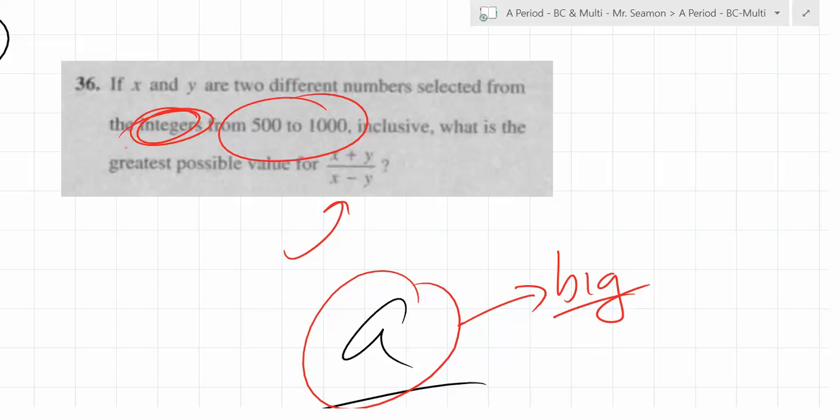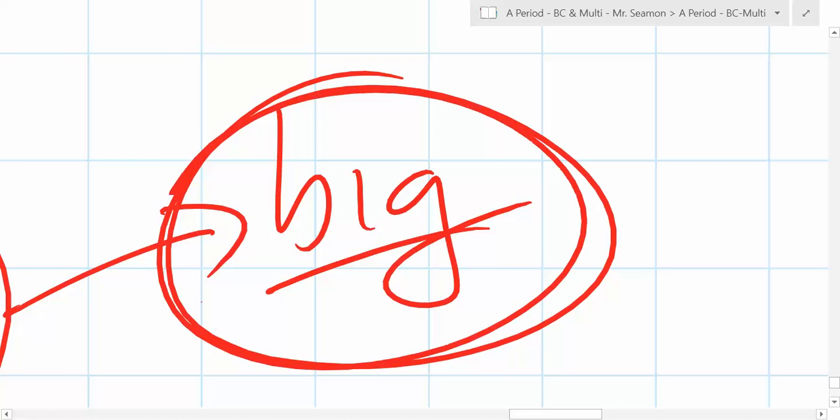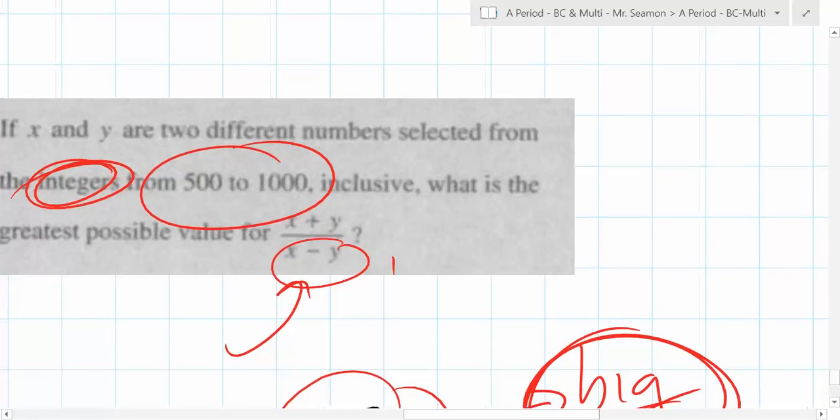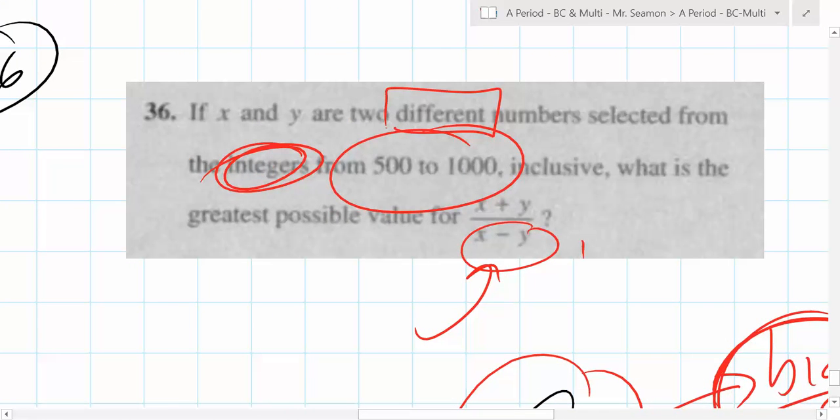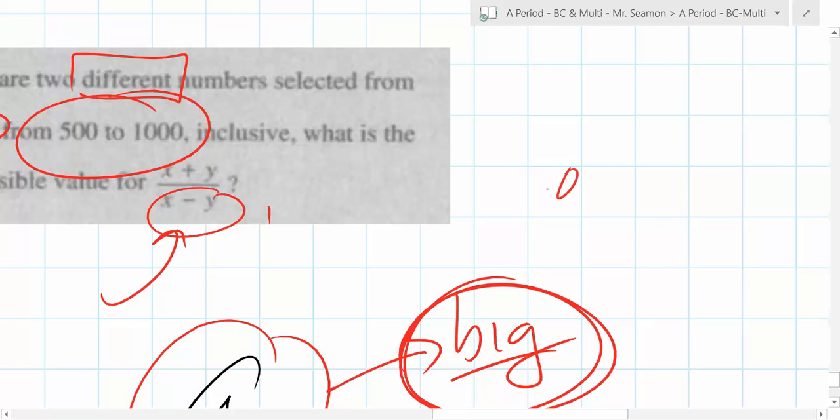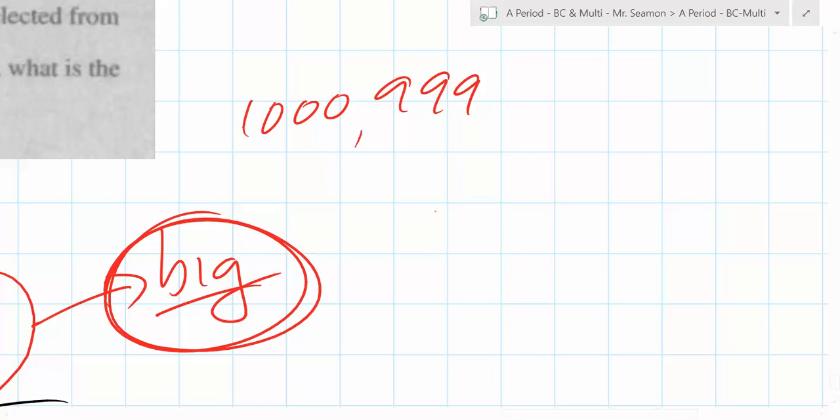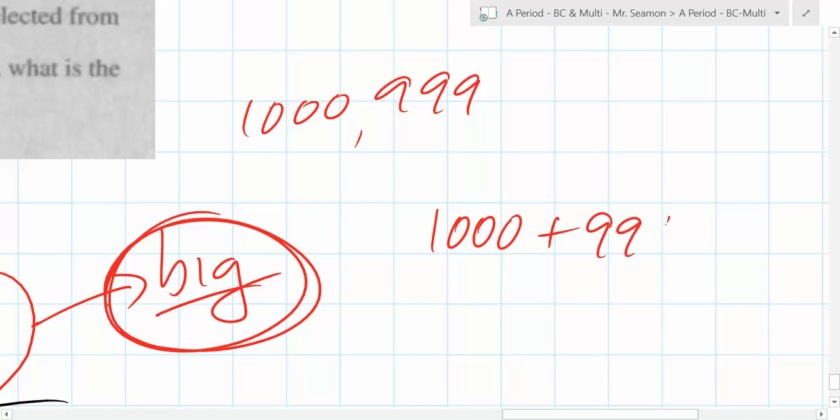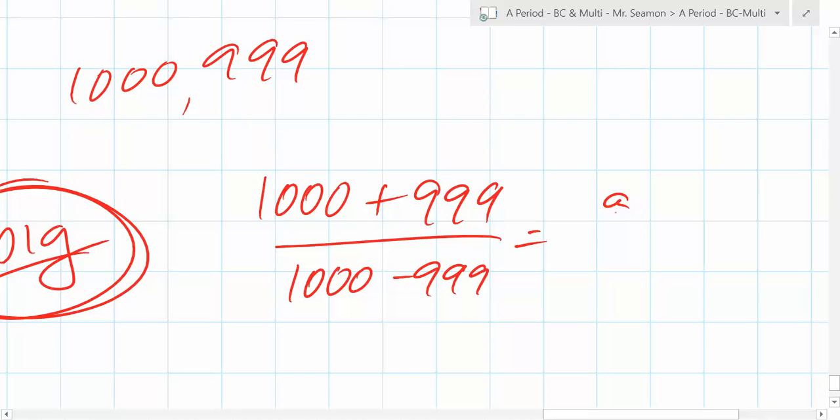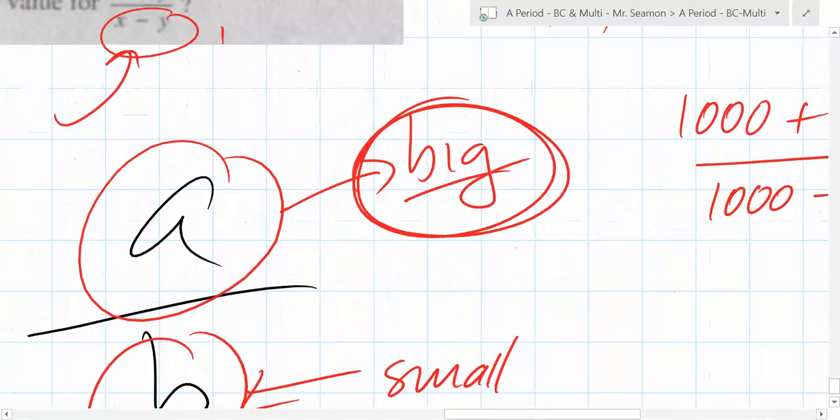How many pairs of numbers have a difference of 1 in there, though? 500, 501, 600. Okay, so, but you want this to be 1, agreed? But then you also want the top to be what? Big. But careful, they have to be two different numbers, right? So what are the two biggest numbers you could choose? 1,000 and 999, right? So if you did that, you would get 1,000 plus 999 all over what? Exactly, and what do you end up with? 1,999 over 1.